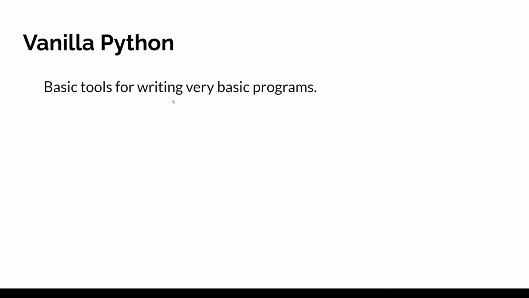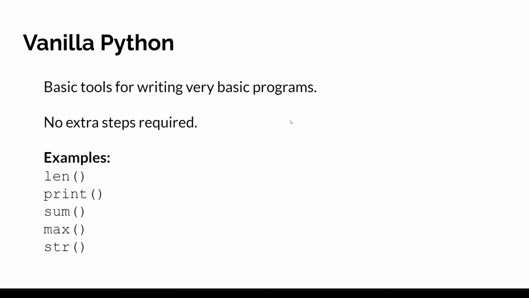Vanilla Python, like I said, includes all the basic tools for writing very basic programs. There are no extra steps required to use the tools that are associated with vanilla Python. It's what we've been using in class all this time. Now, when I say vanilla Python, I want to be clear. There is no official title for just regular Python other than Python, right? But we want a word that helps us differentiate Python with extra stuff and without. So a lot of programmers use the term vanilla Python. It's very basic, okay?